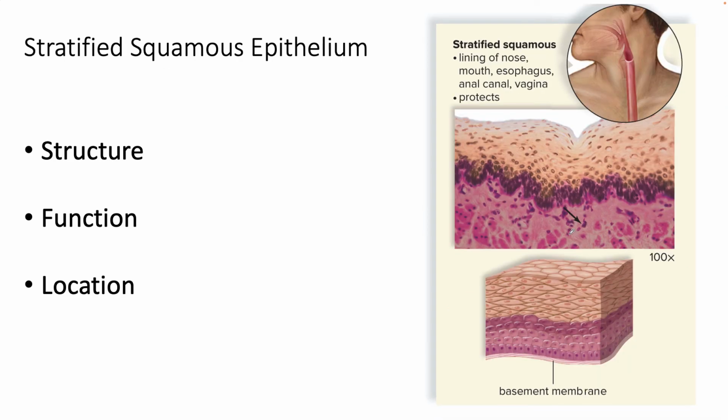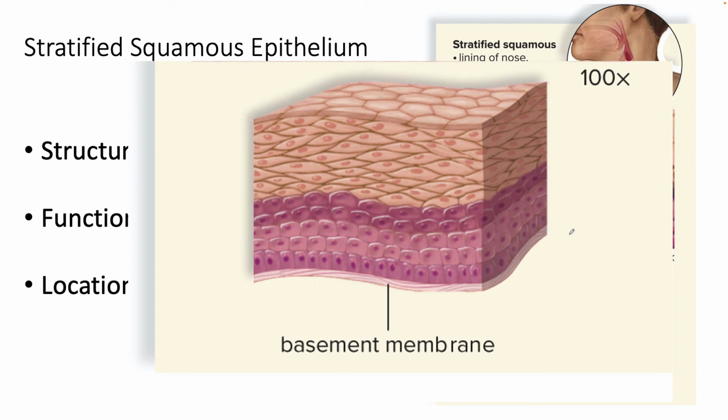Okay, here we are. We're finally talking about something with more than one layer, stratified squamous epithelium. Let's take a closer look. So here we have our cells sitting on the basement membrane, and we can see that there are multiple layers of cells. 1, 2, 3, 4, 5, and so on.